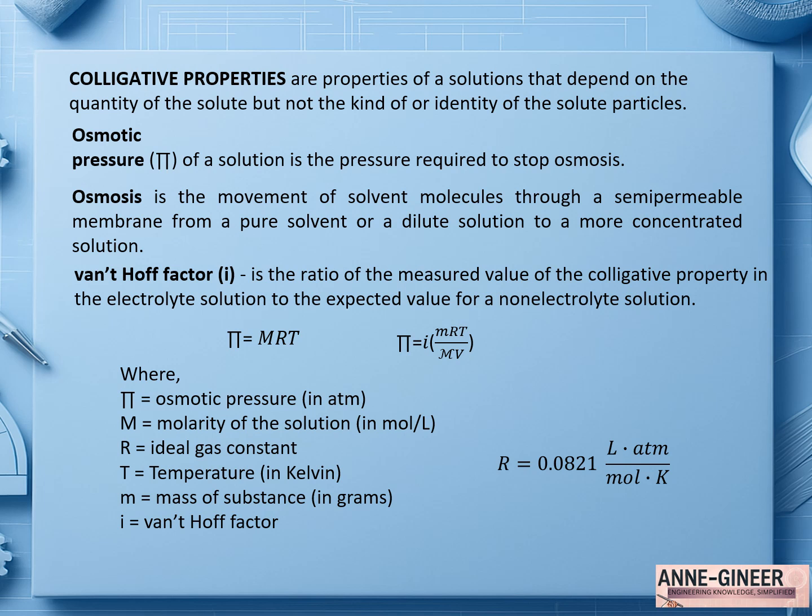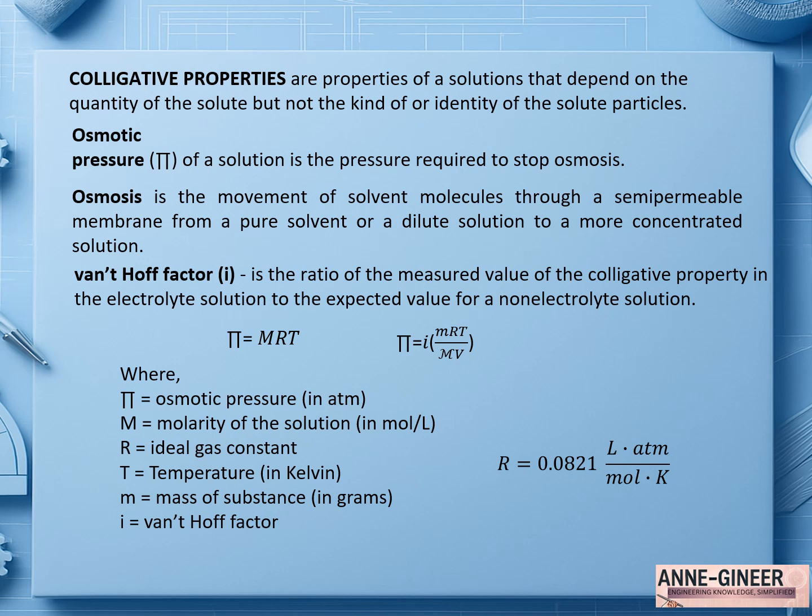Colligative properties are properties of a solution that depend on the quantity of the solute, but not the kind or identity of the solute particles. Under the colligative properties, number one is the osmotic pressure. The osmotic pressure of a solution is the pressure required to stop osmosis. Osmosis is the movement of solvent molecules through a semi-permeable membrane from a pure solvent or a dilute solution to a more concentrated solution.